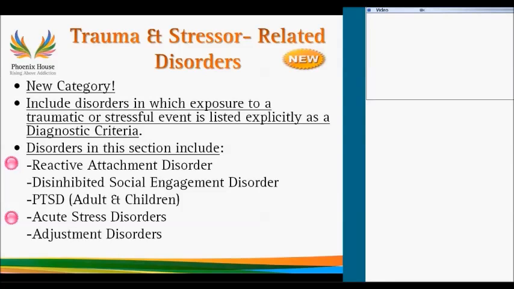That was something that was in the childhood section, put in trauma and stress-related. Disinhibited social engagement disorder, also often referred to as a childhood disorder, is now here. PTSD, there's criteria that is separate for children under the age of 6, which, ironically, I do need to mention.